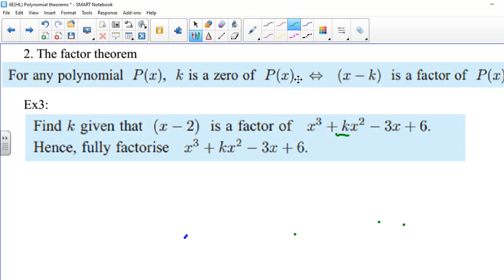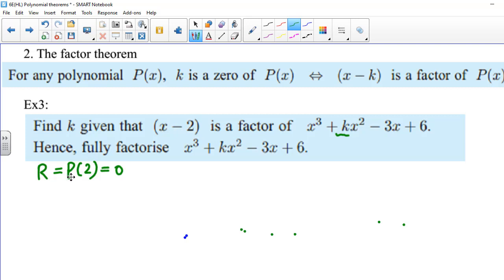Based on the factor theorem, the zero of this divisor is 2. So p of 2, which is the remainder based on the remainder theorem. But right now, this remainder must be 0. Otherwise, x minus 2 cannot be a factor of this cubic polynomial function.